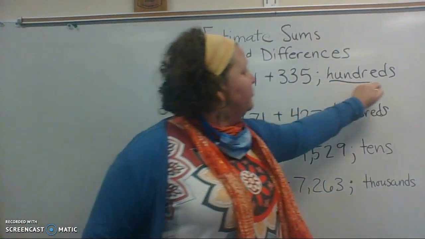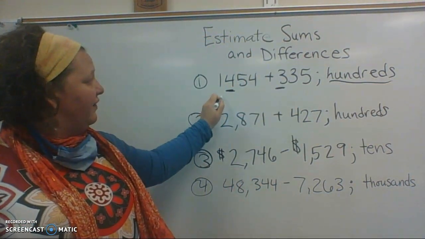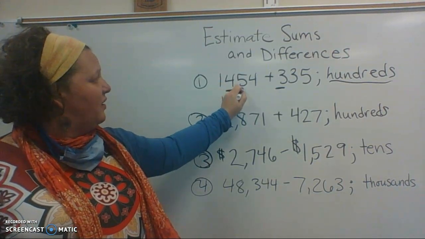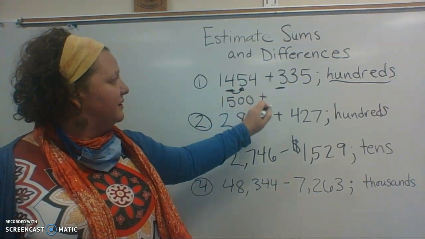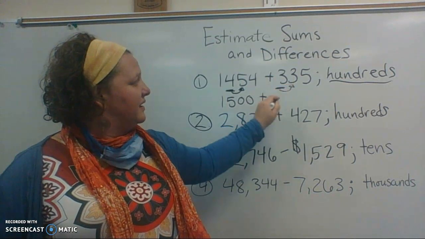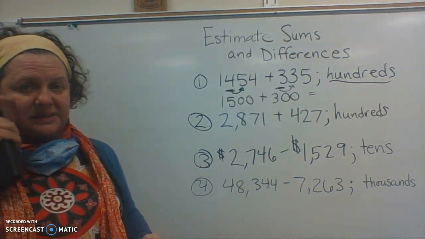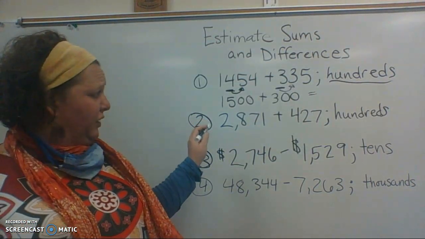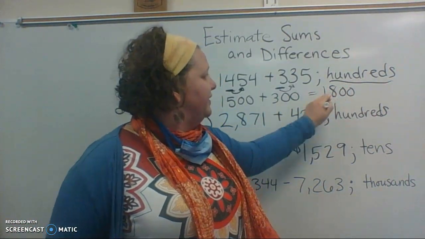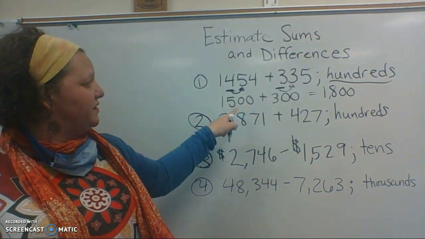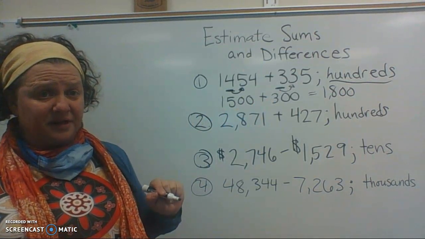We're rounding in the hundreds place, so I'm going to underline my hundreds place, okay? And that 5 makes it go higher, so this is going to be 1,500 plus, we're going to look back, and that's going to be 300. Okay, so we have 1,500 plus 300, and we get 1,800. And the way I got that so fast was I saw that I had 2 zeros, so there's my 2 zeros. 5 plus 3 is 8, and then I have my 1,000 there, okay?